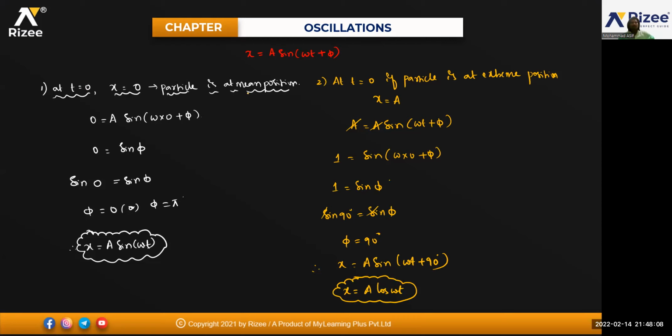At t equals 0, if it is at the mean position, we'll be using the formula x equals a sin(ωt). And at t equals 0, if the particle is at the extreme position, then we'll be using the formula x equals a cos(ωt). Clear, beta?